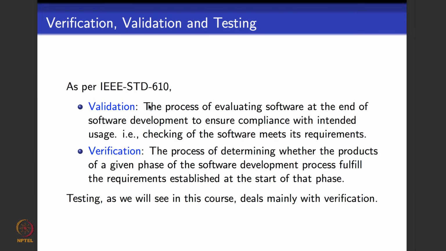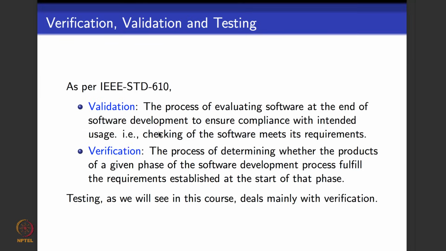IEEE maintains a standard glossary of software engineering terms in this particular standard called STD 610. So as per that standard, what is verification and what is validation? Validation is something that you do at the end of software development or system development. You have your whole software or system developed, ready in place, and you want to be able to check if this software or system meets all its requirements. When you do that at the end of the development, then that is what is called validation.